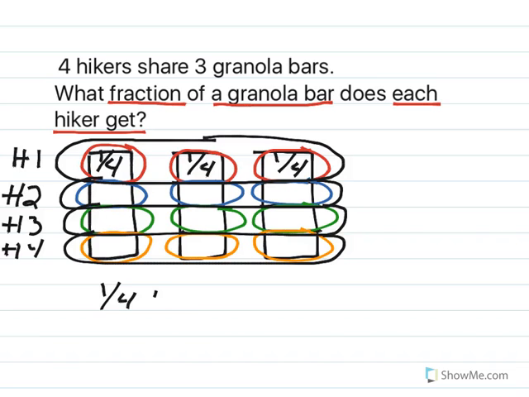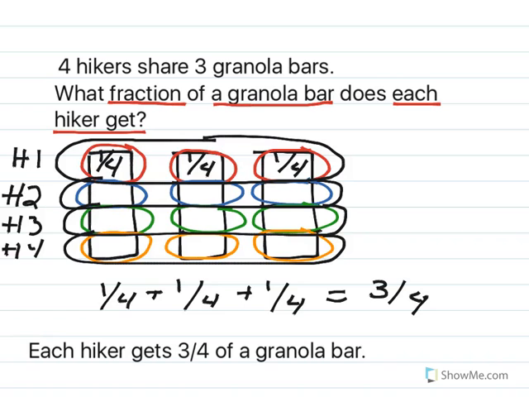Once I put each of those together, 1/4 plus 1/4 plus 1/4, that gives me 3/4. So each hiker gets 3/4 of a granola bar. And here that is my answer statement. Each hiker gets 3/4 of a granola bar. And we can see that that would be the same for any of the hikers because they all got the same amount.